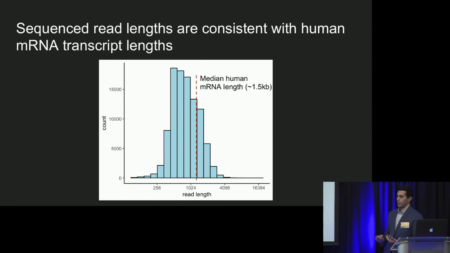And the next question that we had was, we have 1 million reads, but are they long? Do they actually look like human mRNAs? So what we looked at was the read length distribution and compared it to what the average mRNA length is for human. And so as you can see, we have this nice distribution that has an average somewhere around 1 kb or 1,000 bases, which is pretty close to what the average human mRNA length actually is. So that was nice to see.